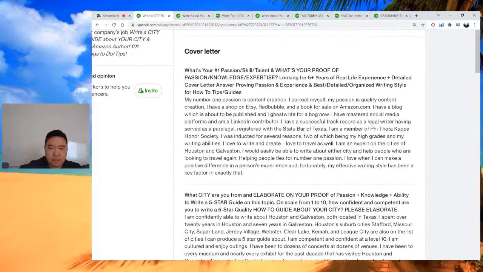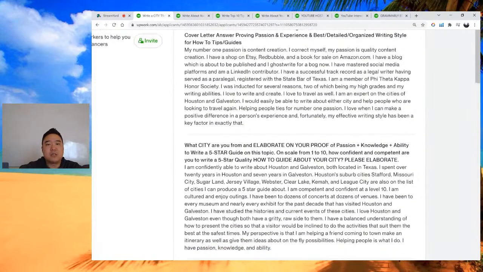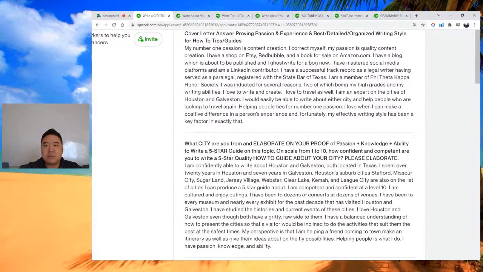I'm confident I'm able to write about Houston. Okay, looking at this, I spent over 10 years in Houston and 7 years ago. There's Houston and Galveston. But only how many years? Okay, 20 years in Houston. Okay, let me continue reading.